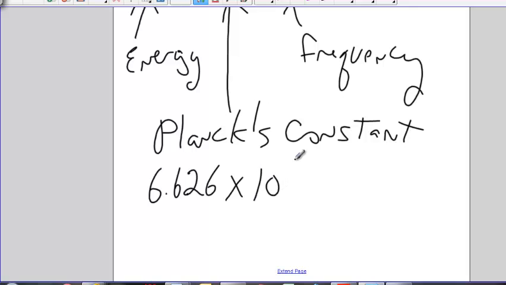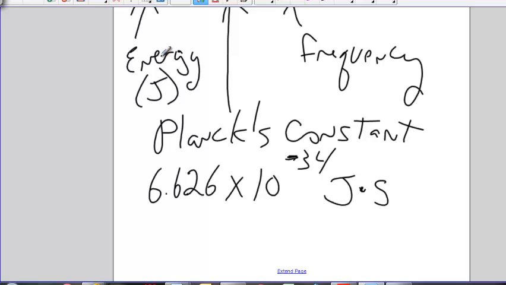And the value of Planck's constant is 6.626 times 10 to the negative 34th joules times seconds. Yes, that's times. It's not per. We're used to seeing a per there, but it's times. Joules times seconds. Because frequency is in per second, and the seconds have to cancel and leave you with joules, because that's a unit of energy. Joules. That's the unit of energy.